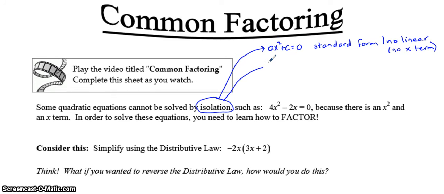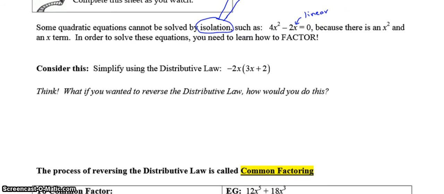The other type is when you are in vertex form. So those are the only times that you can use isolation to solve quadratic equations. If you have a standard form equation that has a linear term like this, because there is an x squared and an x term, in order to solve these equations, you need to learn how to factor. And we're going to start with common factoring.